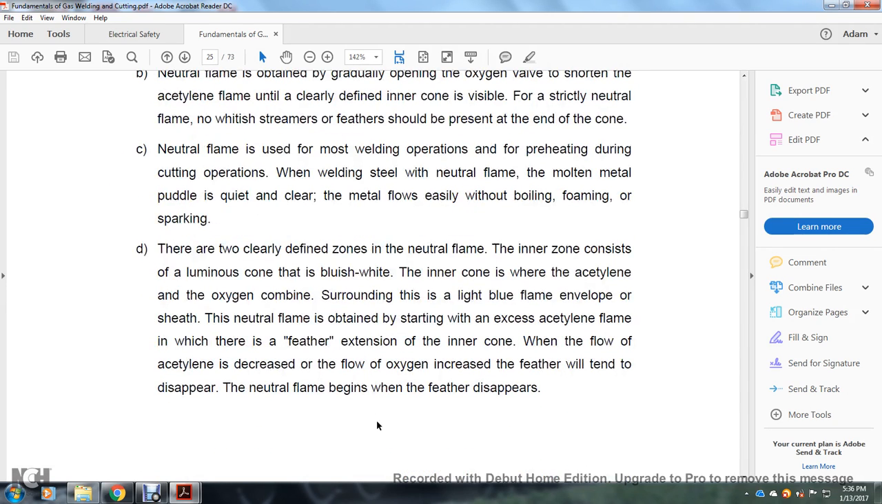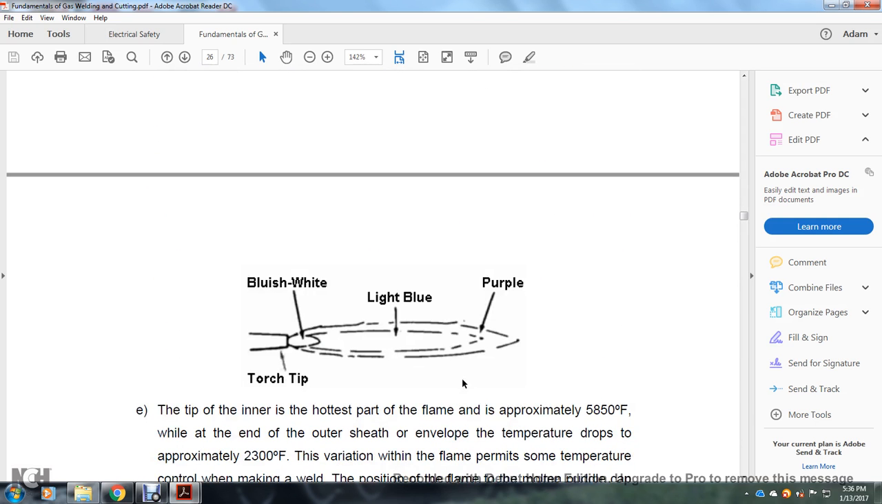There are two clearly defined zones in the neutral flame. The inner zone consists of a luminous cone, bluish and white. The inner cone is where the acetylene and the oxygen combine, surrounded by a light blue flame envelope or sheath. The neutral flame is obtained by starting with the excessive acetylene flame, in which there is a feather extension of the inner cone. With the flow of acetylene decreased or the flow of oxygen increased, the feather will tend to disappear. The neutral flame begins when the feather disappears.